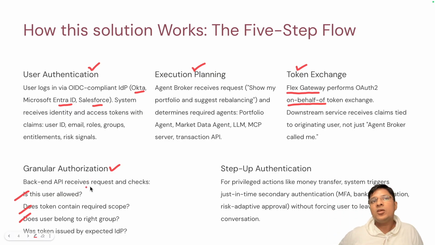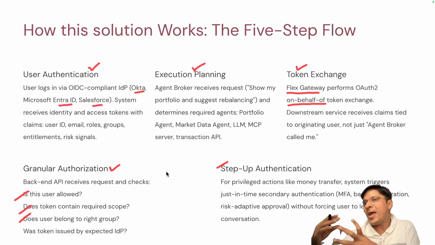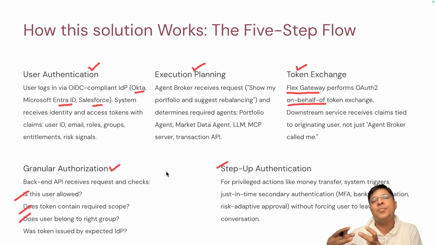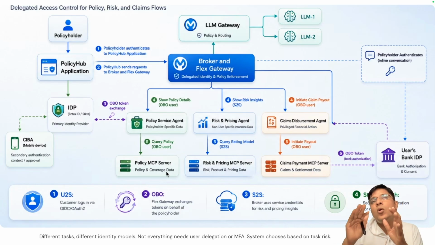Finally, this solution also decides whether we need extra authentication for important transactions like money transfer or claim approval. So automatically the system will trigger just-in-time secondary authentication, whether it's via MFA, bank authorization, or any risk adaptive approvals, without forcing the user to leave the conversation. So the user will always be there in the conversation and will approve that request on the fly. Now let's see the real world example.